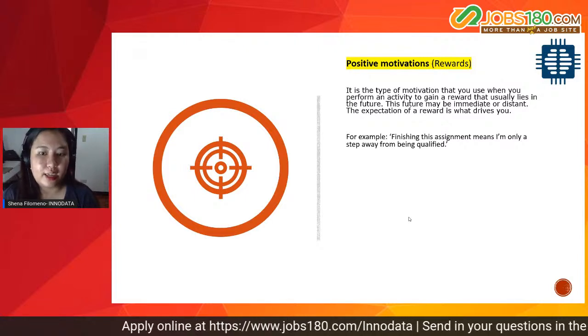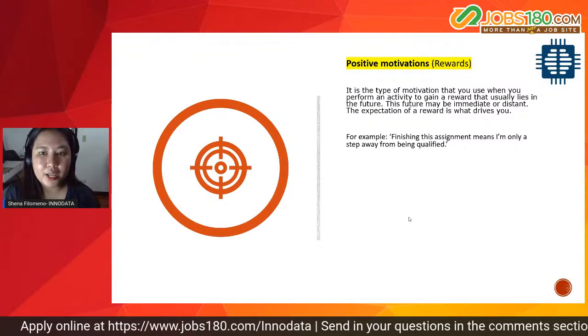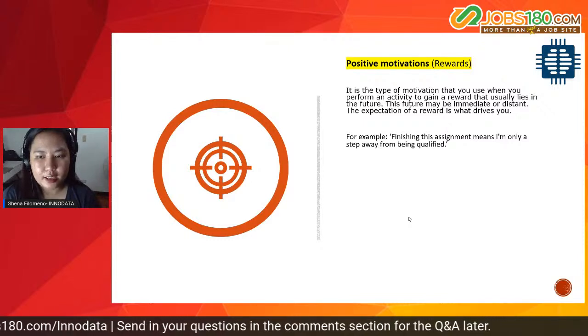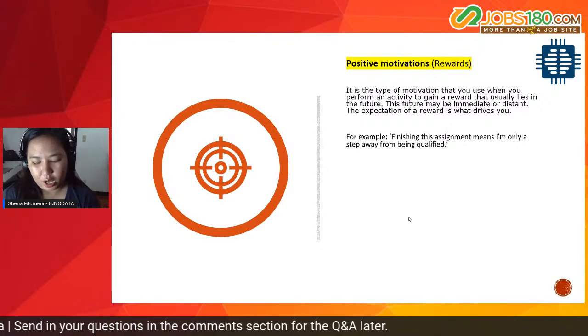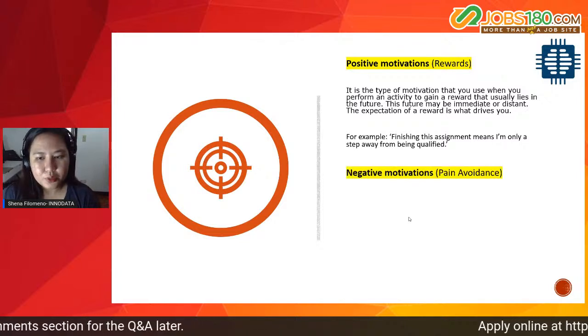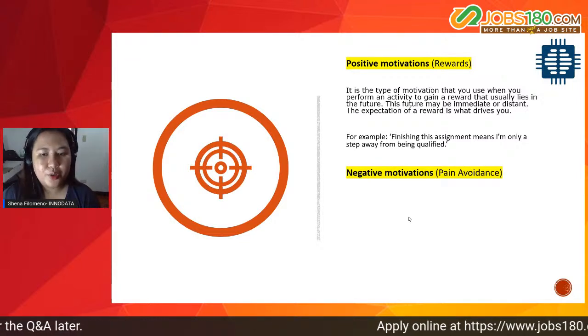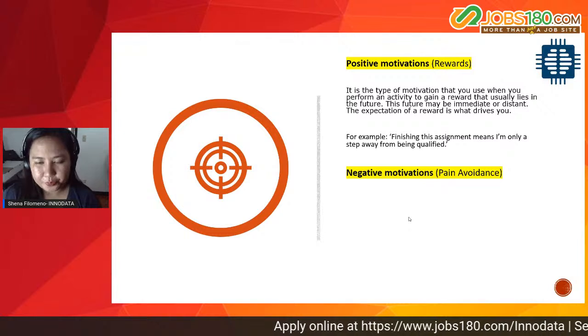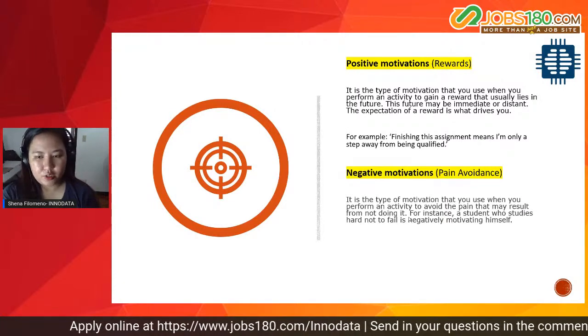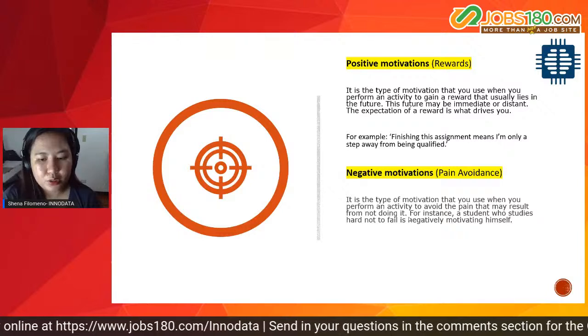Kasi may reward at the end. We are expecting good things. We're expecting a reward na makuha natin kapag tinapos natin yung task na yon. So the next one is negative motivation, or we call it pain avoidance. So it is a type of motivation that you use when you perform an activity to avoid the pain that may result from not doing it.